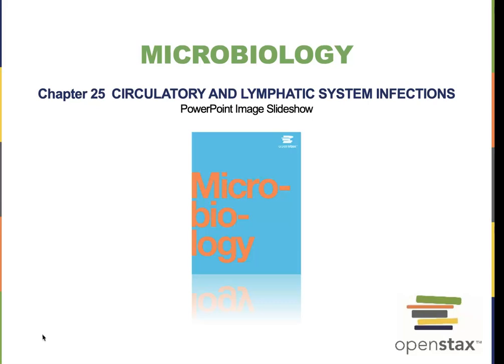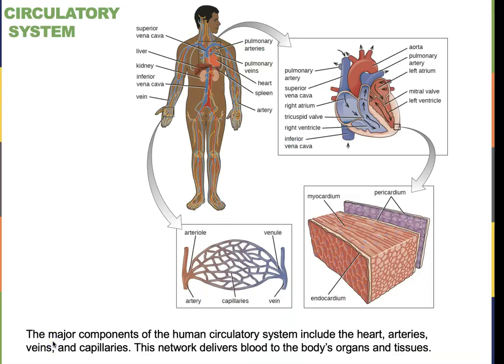All right, chapter 25 for microbiology. We'll be looking at the circulatory and lymphatic systems. So for the anatomy of the circulatory system, we have our arteries and veins and capillaries. The blood travels through these, of course, and then it's pumped through our body with the heart.